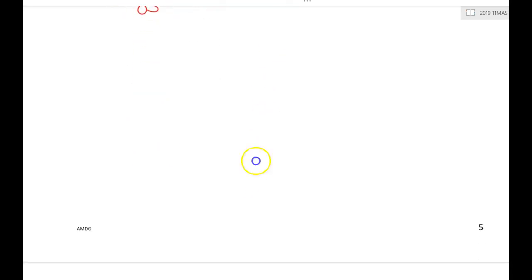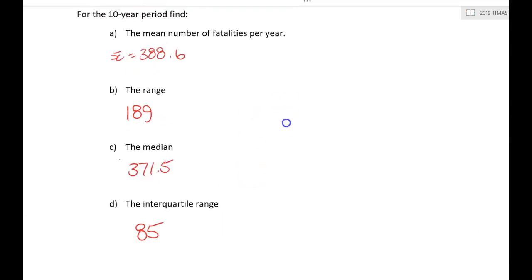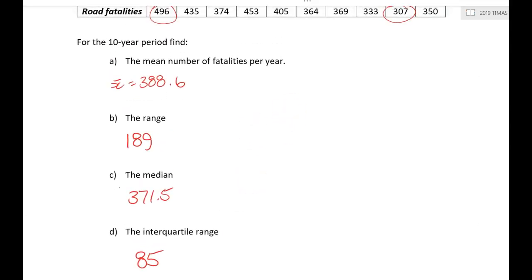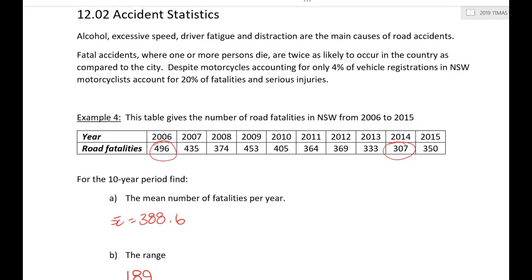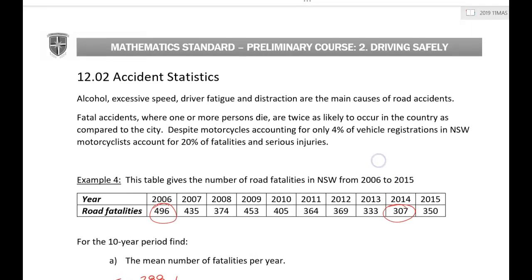Make your life simpler. It's important, of course, that you know how to calculate those sorts of things without a calculator. We know it's a fairly slow process and reasonably open to making a silly error, right? A transcription error or something like that. We've got a calculator there. Make use of it. Okay, that is accident statistics, and that is driving safely.